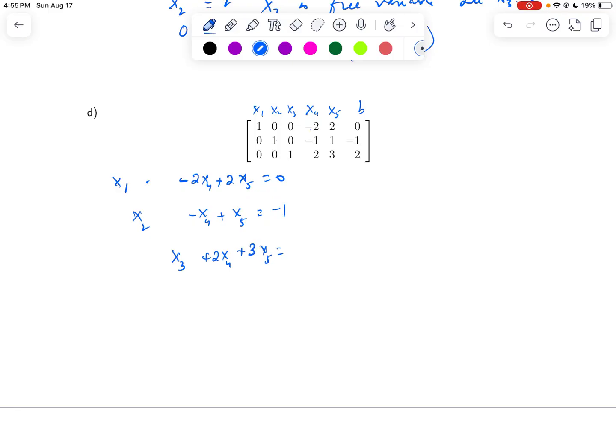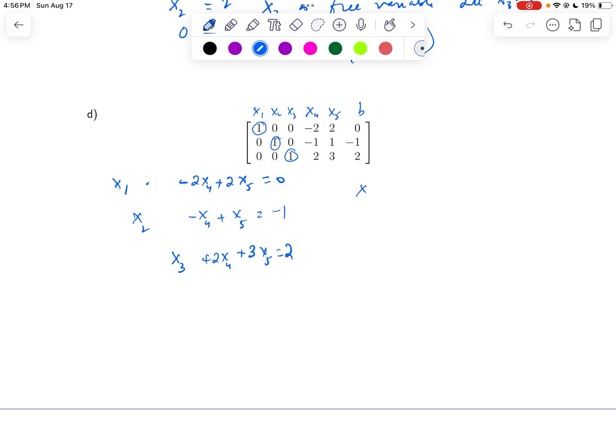So notice here in the matrix that the pivot positions are only in the first, second, and third column. You can circle them. There are no pivot positions in column 4 and 5. It means for the variables x4 and x5, they are free variables. So let x4 equal to t and x5 is equal to s.